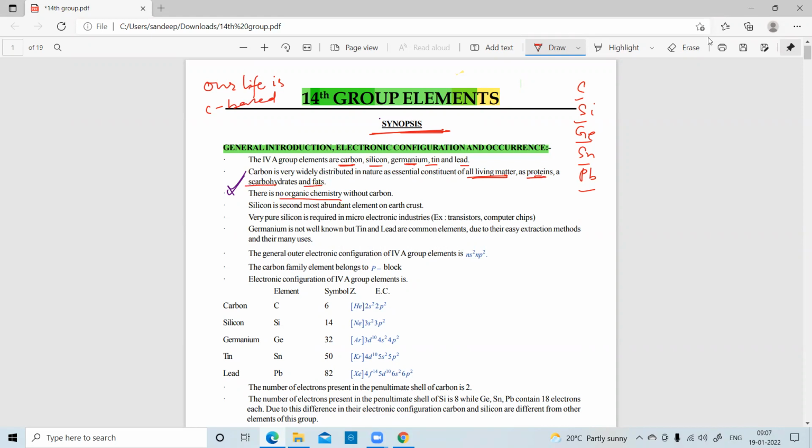There is no organic compound without carbon. So carbon compounds chemistry is studied in a separate branch of chemistry. We call it organic chemistry.